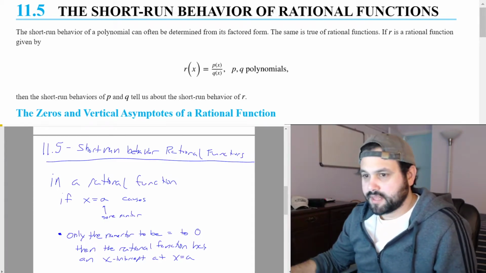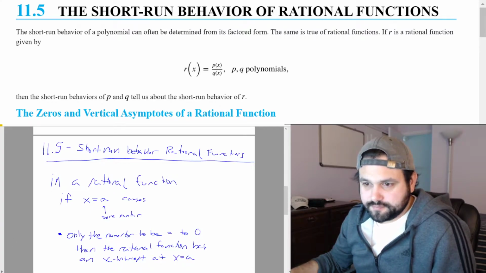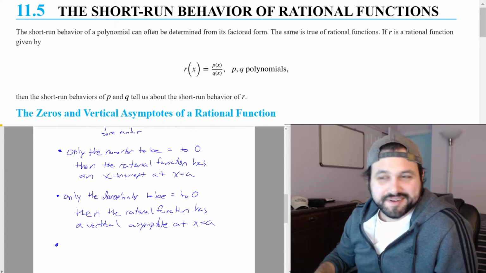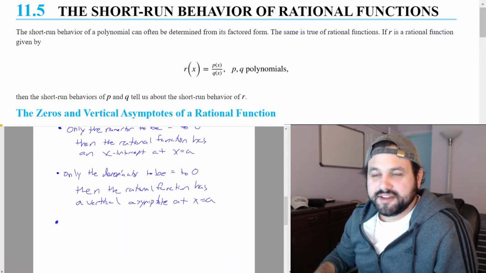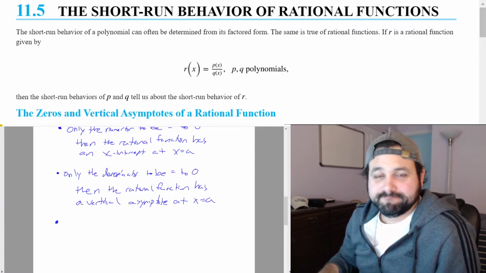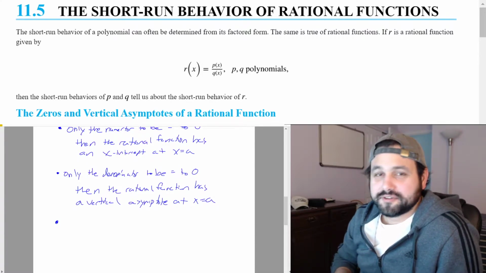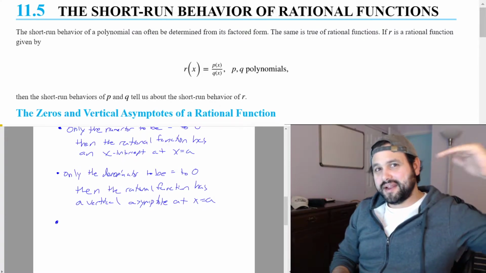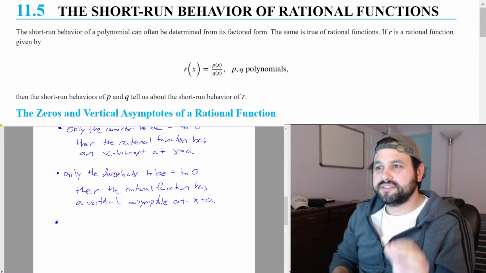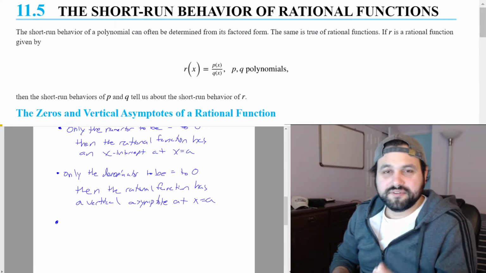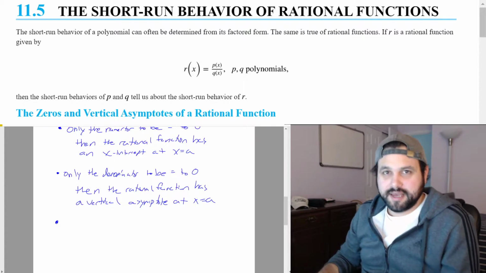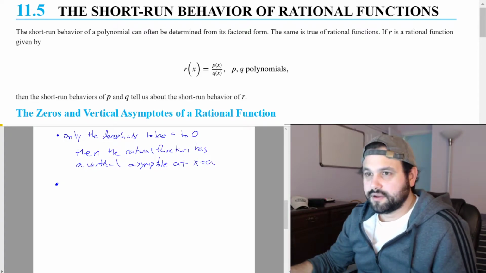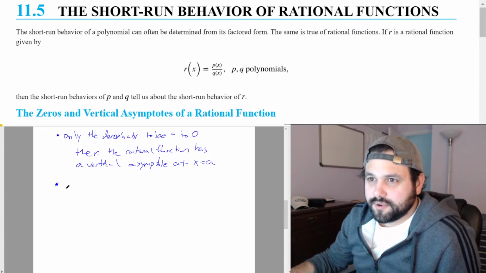Okay? And the third case, which I just realized I was writing and you couldn't see. My bad. So there's the second case again. Only the denominator: if when x equals a, only the denominator is equal to 0, then the rational function has a vertical asymptote at x equals a. The third case, what do we think the third case is going to be?